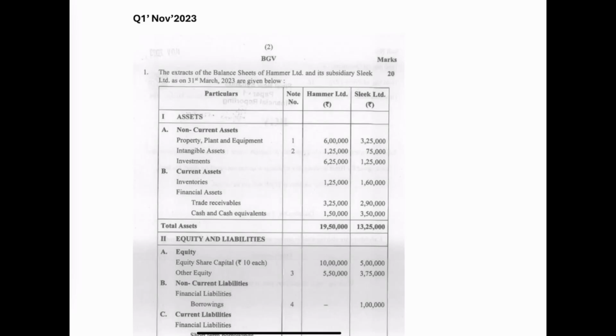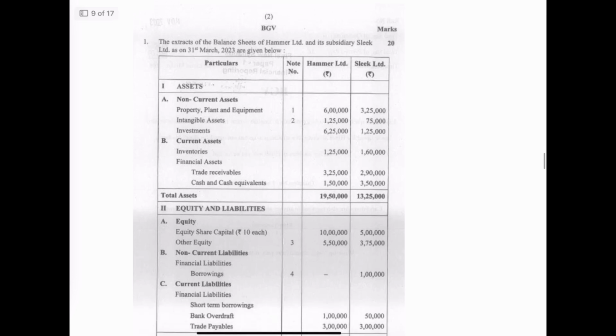Hello, hi students. Today we'll go through one example on how a consolidated financial statement should be prepared as per IND AS 110. Let's go through this one particular example which was given in the November 2023 CA final exam. So please go through this question.